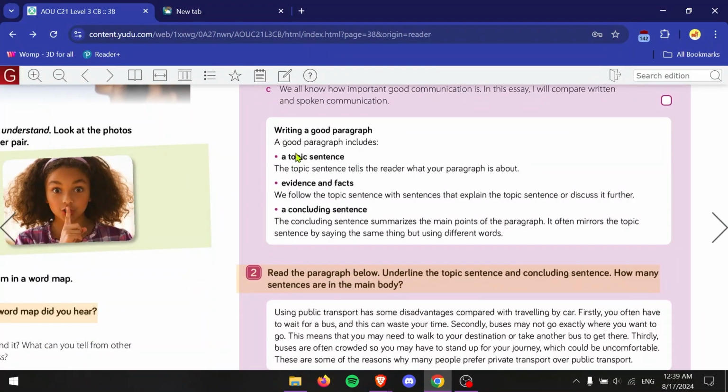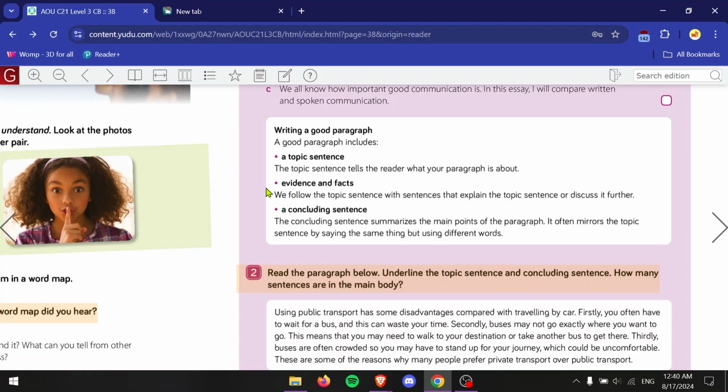Okay. Here we have writing a good paragraph. So what does a good paragraph include? A good paragraph includes a topic sentence. That is a sentence that tells the reader what your paragraph is about. Do not confuse this with the introduction. It is just a sentence and it gives a very general idea of what the paragraph is going to be about. Also, evidence and facts.